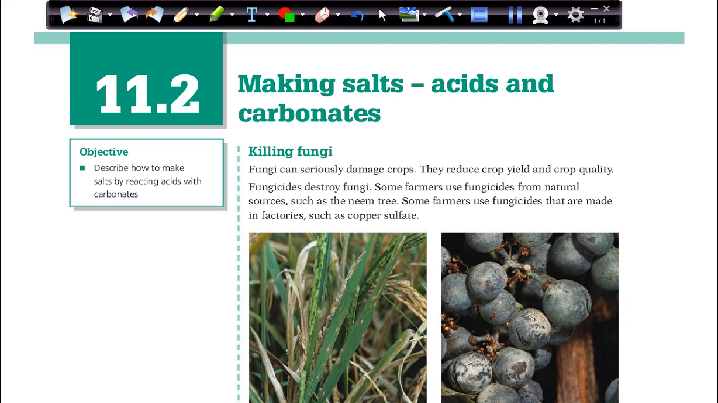Making salts: acids and carbonates. Killing fungi. Fungi can seriously damage crops. They reduce crop yield and crop quality. The meaning of yield is the production of the crops. Fungicides destroy fungi. Some farmers use fungicides from natural sources such as the neem tree. Some farmers use fungicides that are made in factories, such as copper sulfate.